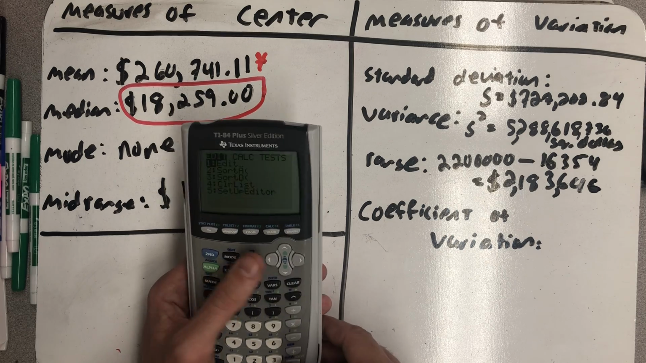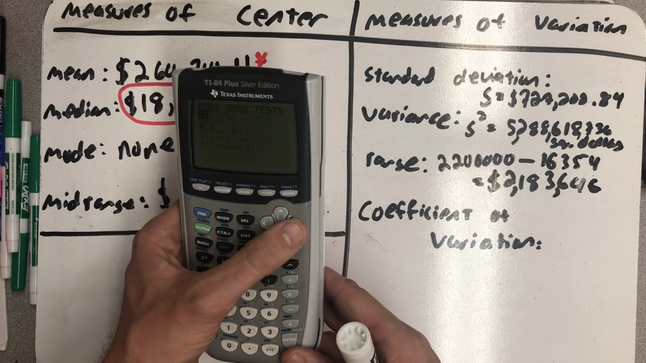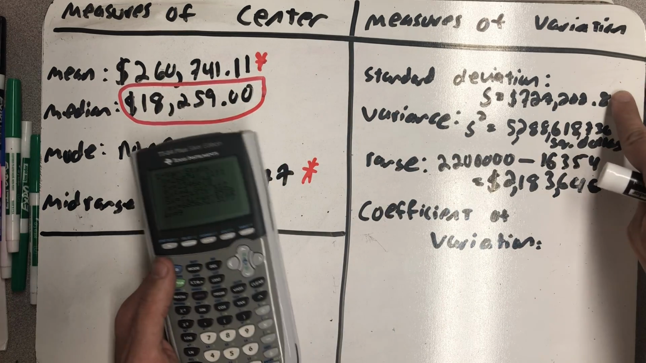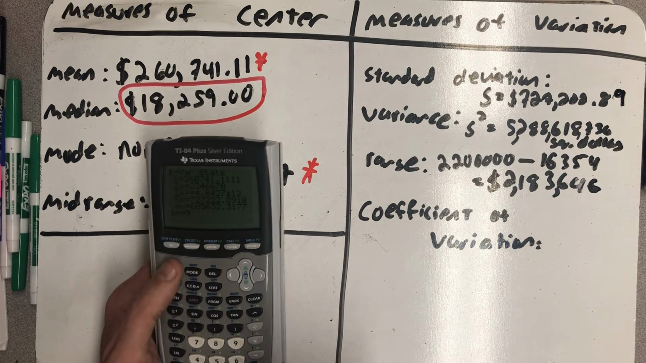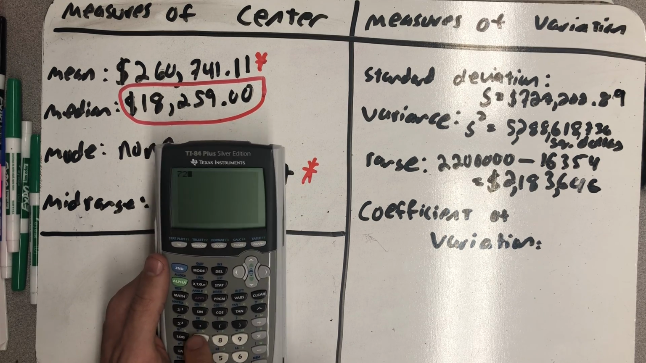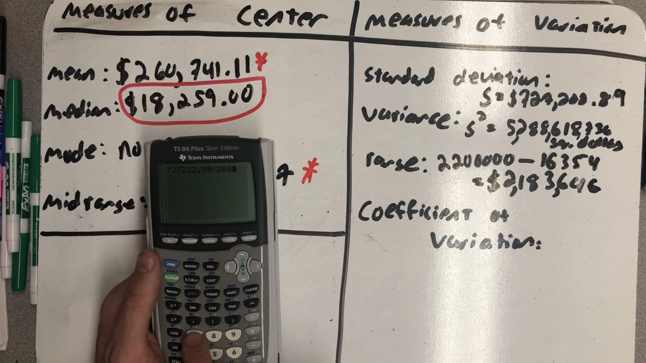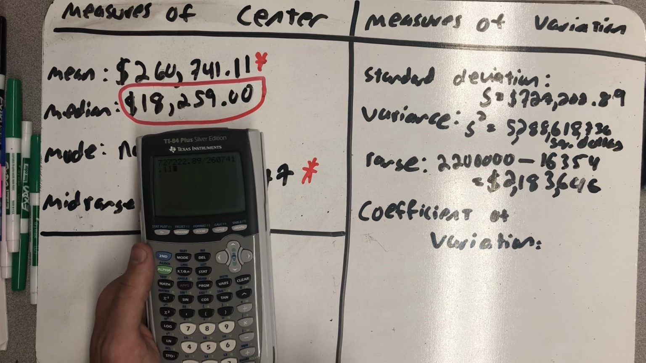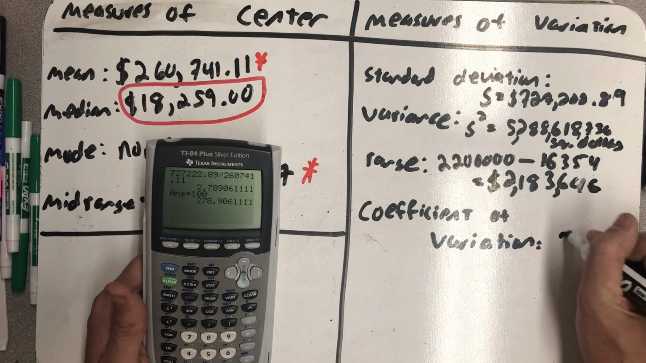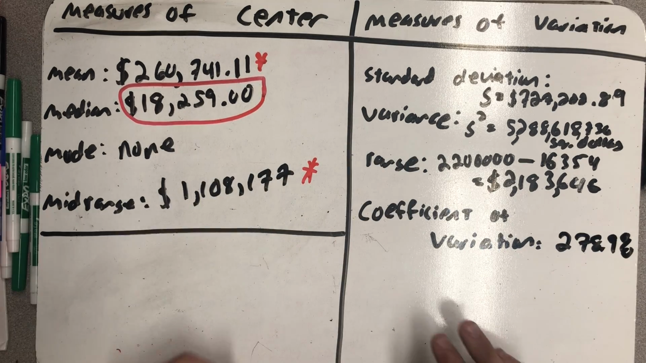Right now I can't read my own handwriting, so let's just go back in there and double check that, make sure that's a 4. And it's a 9, so it's almost off there. Let's now calculate that coefficient of variation. The coefficient of variation is 278.9%. Crazy amount of variation in this distribution.